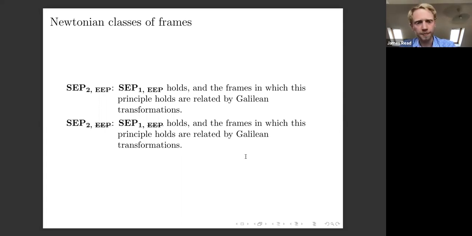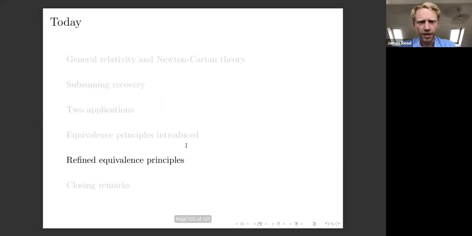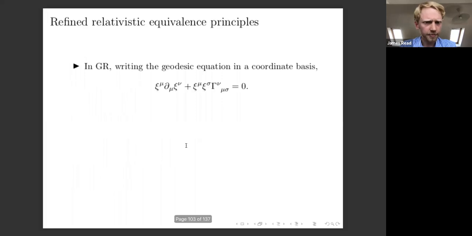So you could write in the Newtonian case, SEP2 EEP states that SEP1 EEP holds, and the frames in which this principle holds are related by Galilean transformations. And the de-geometrized one says SEP1 not EEP holds, and the frames in which this principle holds are related by Galilean transformations. Okay. So now let's try and make this a bit more precise using the stuff from the first half of the talk.